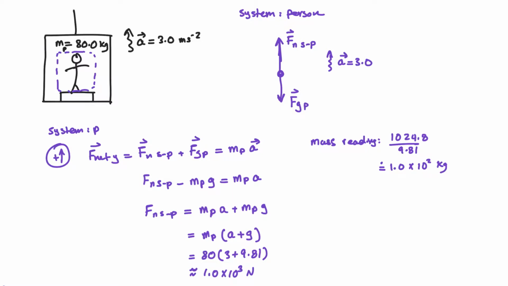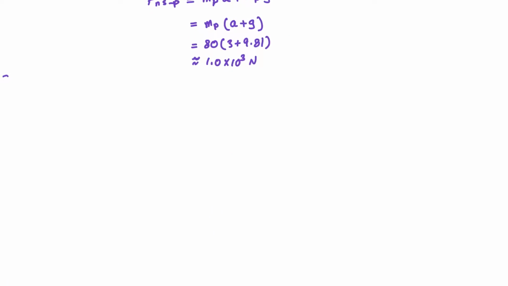Sometimes we call it the effective mass, or apparent mass. So when the person is standing on the elevator and accelerating upwards, they actually feel heavier. Instead of feeling about 80 kilograms of mass, they would feel about 100 kilograms of mass, which is significantly more. It's about 25% larger here.